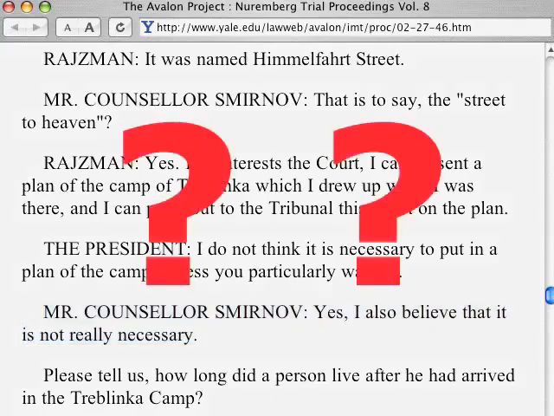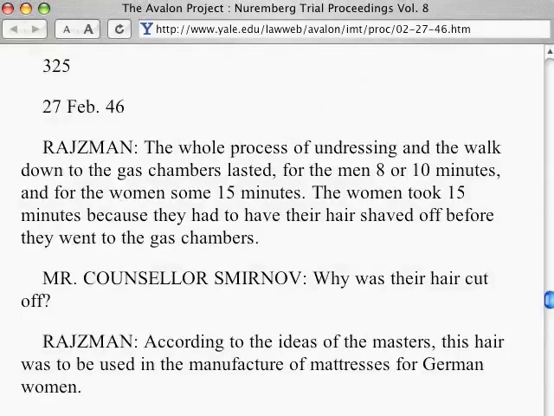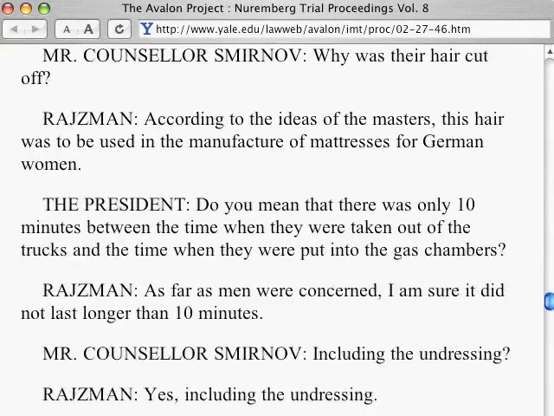Can you believe that? The only Jewish alleged eyewitness appearing in person representing nearly 1/3 of the Holocaust tries to present a map. But the presiding judge and the Soviet prosecutor team up to dissuade him from doing so. For the Treblinka, Sobibor, and Balzac camps, the court went mapless, as this was the only map ever offered into evidence. A minute later, Soviet prosecutor Smirnov asks, "Why was their hair cut off?"